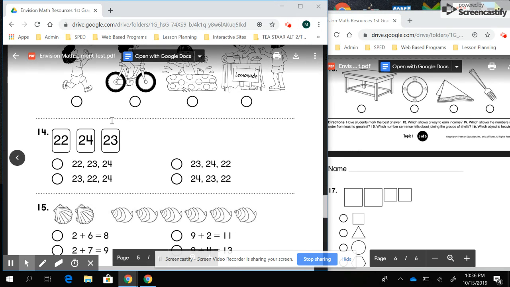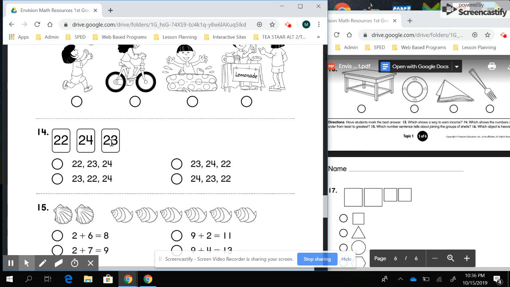Question 14. On 14, I can see that I have 22. I see 24, and I see 23. Can you please tell me which answer choice has these numbers from least to greatest? That means from smallest to biggest.